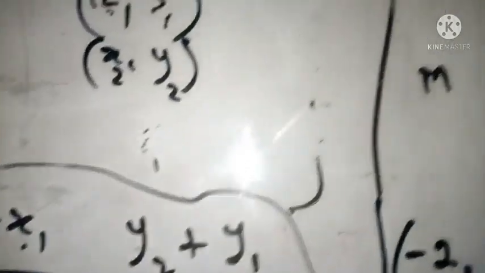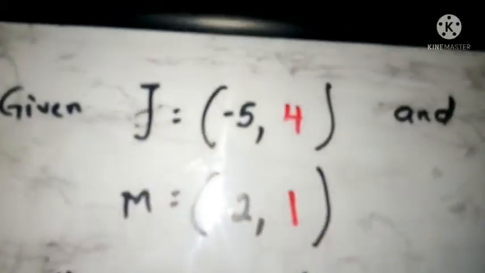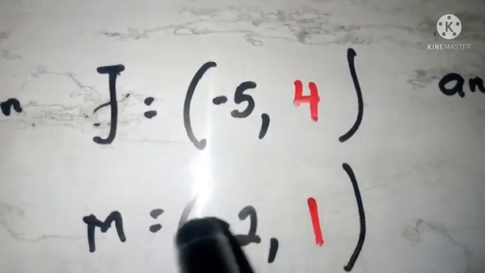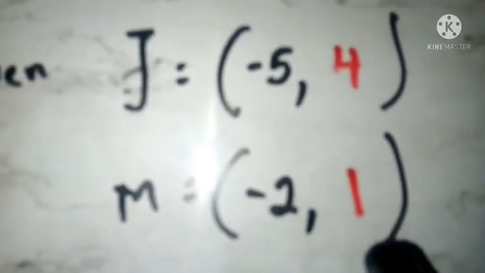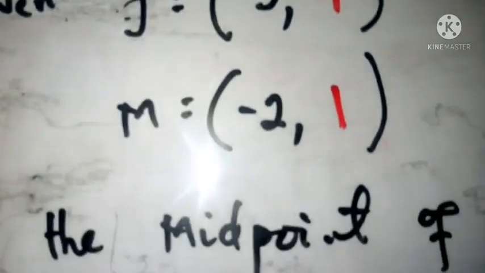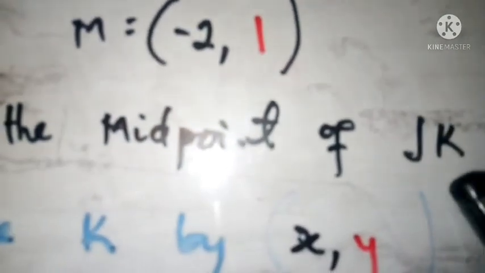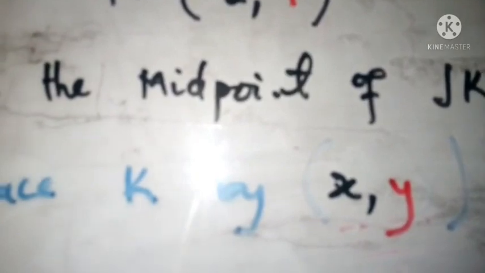So this M here is the midpoint of these two points. We are given J to be -5 comma 4, as well as M, which is the midpoint, to be -2 comma 1. Here they say you should find the value of K, where exactly K is supposed to be.